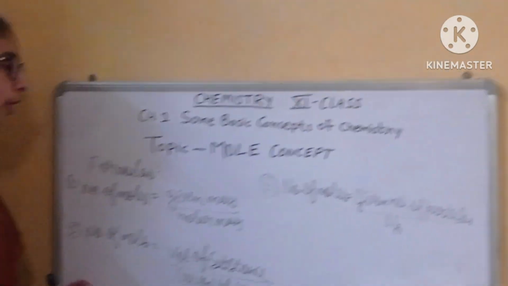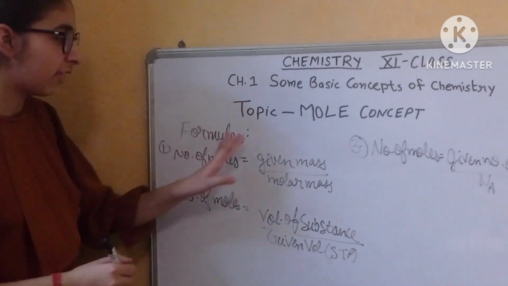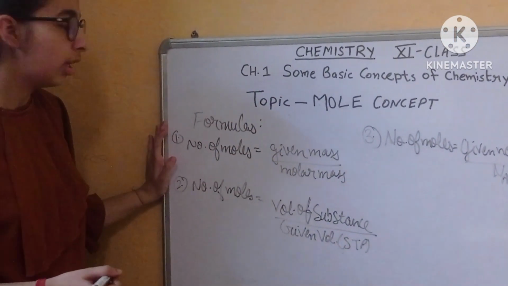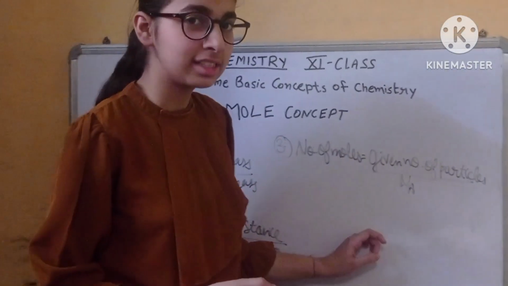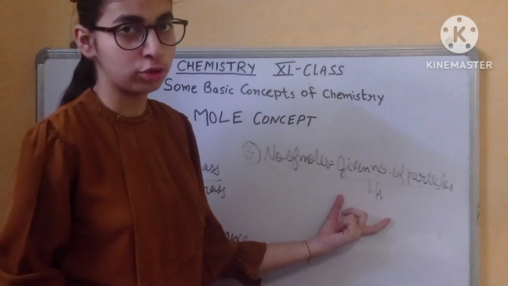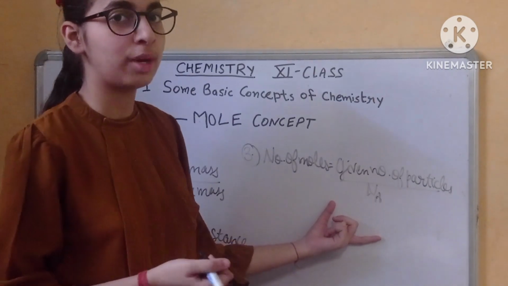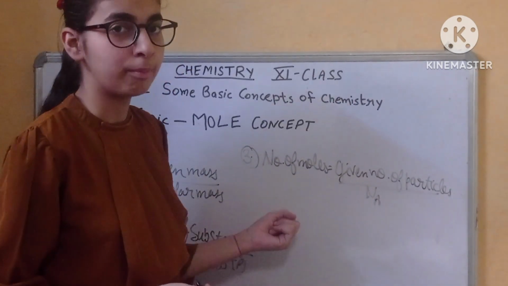Right, so these are some of the formulas. If mass is given and the molar mass you know, then we can find the number of moles. Same for these two: if the number of particles is given and you know the value of Avogadro number, 6.022 times 10 to the power 23, from that you can find the number of moles.